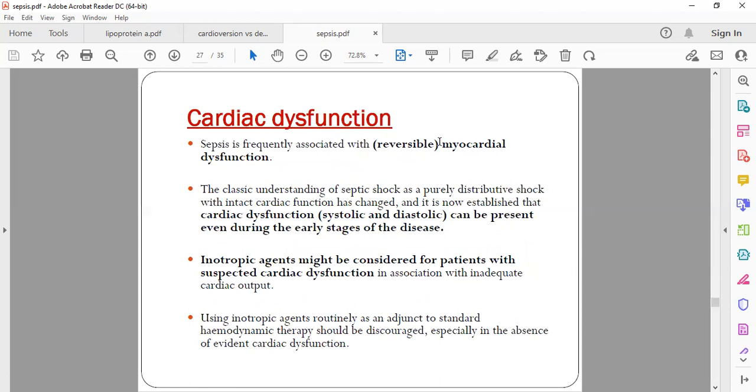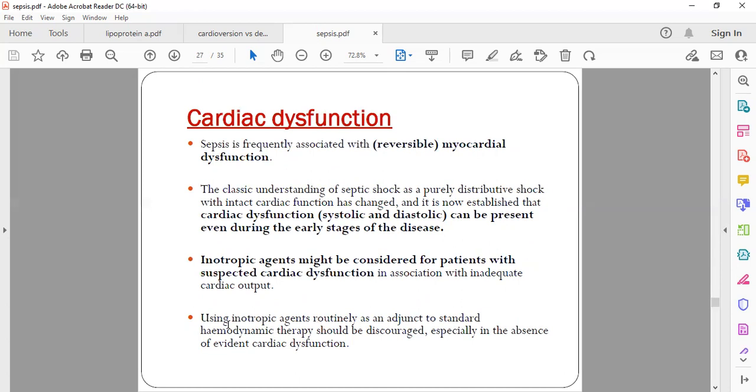Cardiac dysfunction. Many times it has been seen that patients with sepsis are prone to myocardial dysfunction. In many echoes, you may see it mentioned as global hypokinesia. So sepsis itself can damage the heart, which is reversible. When the sepsis is controlled, the myocardium may contract normally again. So myocardial dysfunction has been seen.